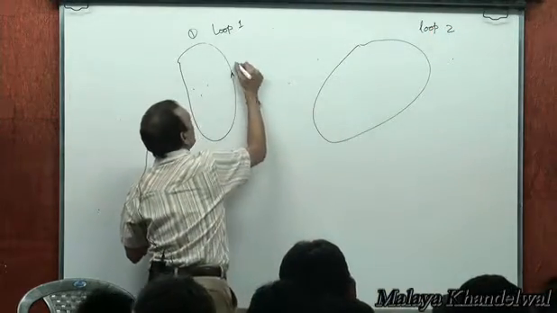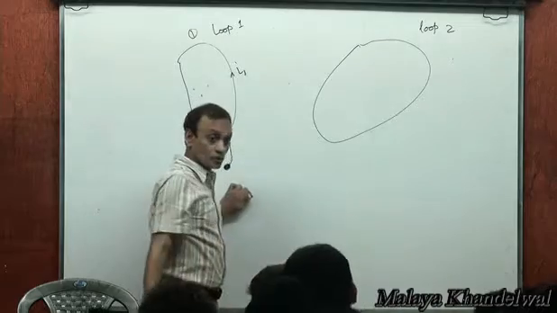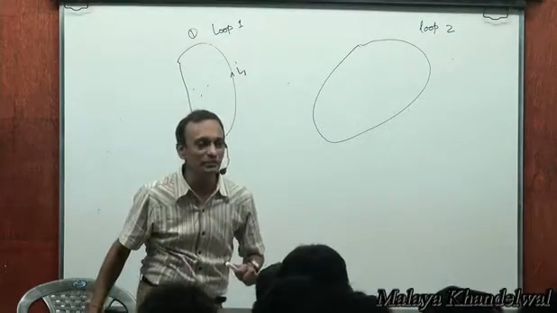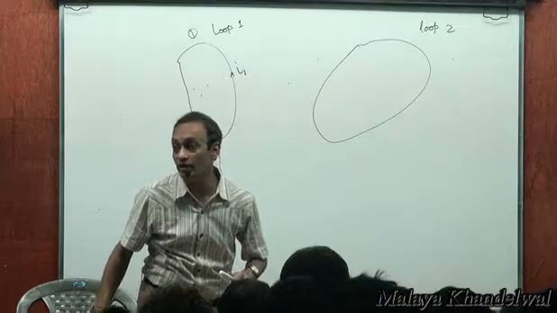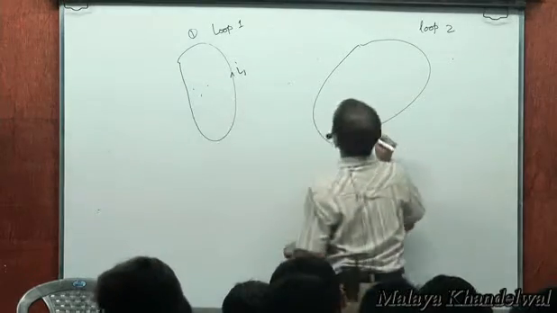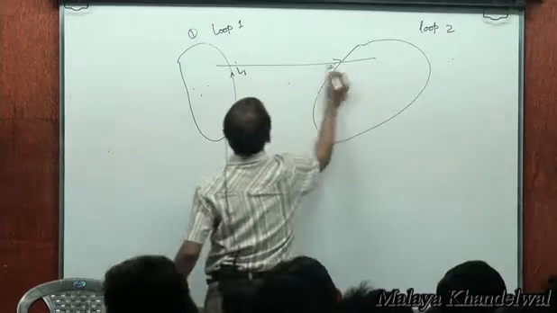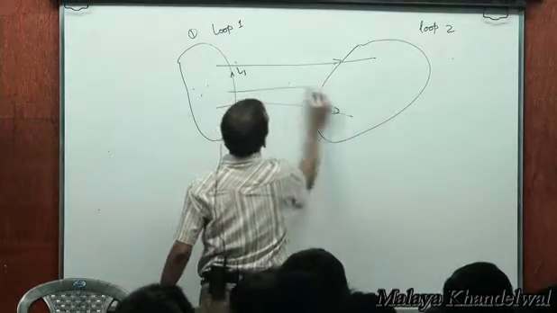There was a current in loop 1, call it I1. Now this current produced a magnetic field in the surroundings. So there was a flux associated with this. See, those magnetic field lines penetrated through loop 2.